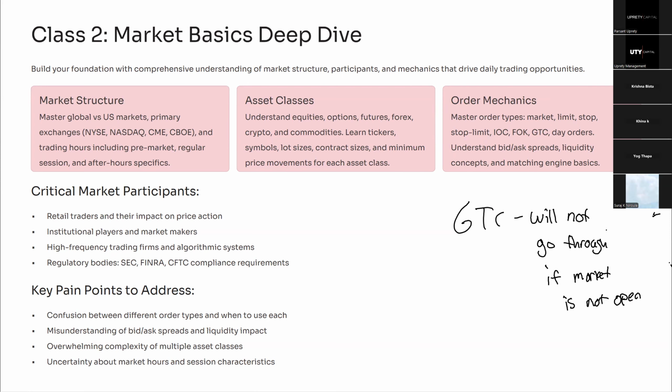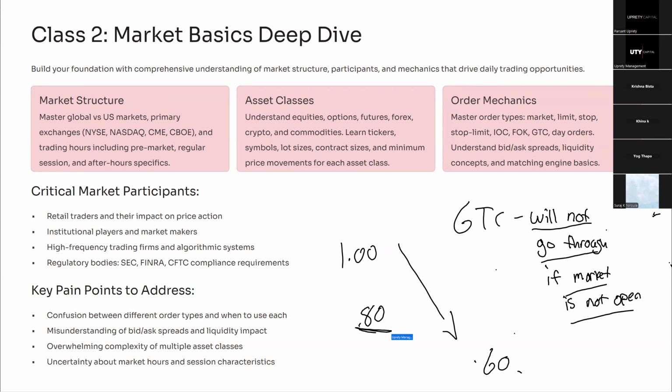Once again, GTC orders, good till canceled, will not go through if the market is not open. Let's say you bought a contract for $1 at the close. Let's say you set a stop loss for 80 cents. Let's say the market comes down, it gaps down, and now the contracts are worth 60 cents. Your order will not execute because it's not at this level.